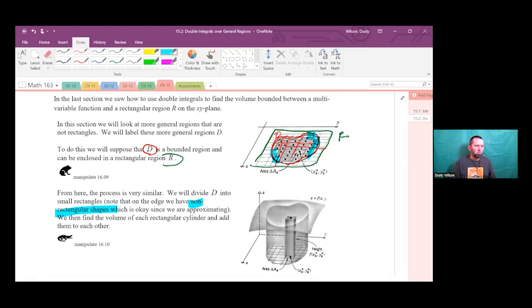Then we find the volume of each rectangular cylinder. The rectangular cylinders, those are these here. And we add up the volume of all those rectangular cylinders, letting the size of the bases go to 0. Let's look at a couple of manipulates to make sure you're tracking what's going on here.